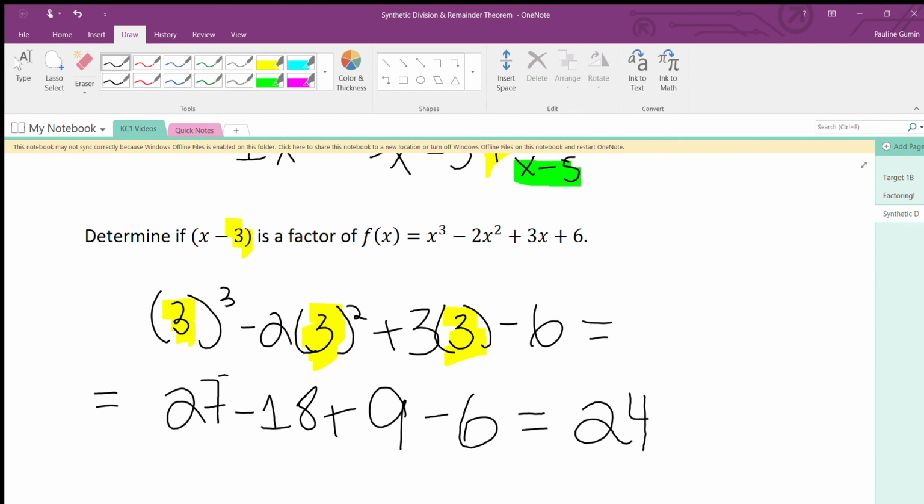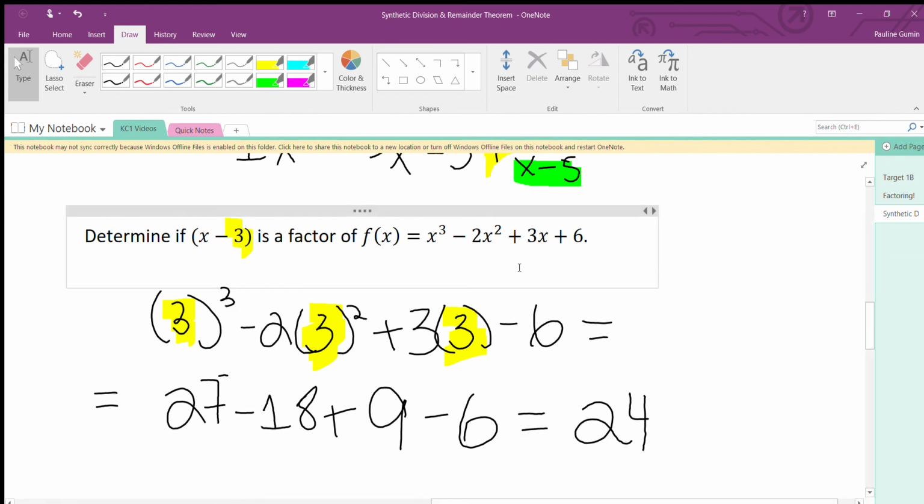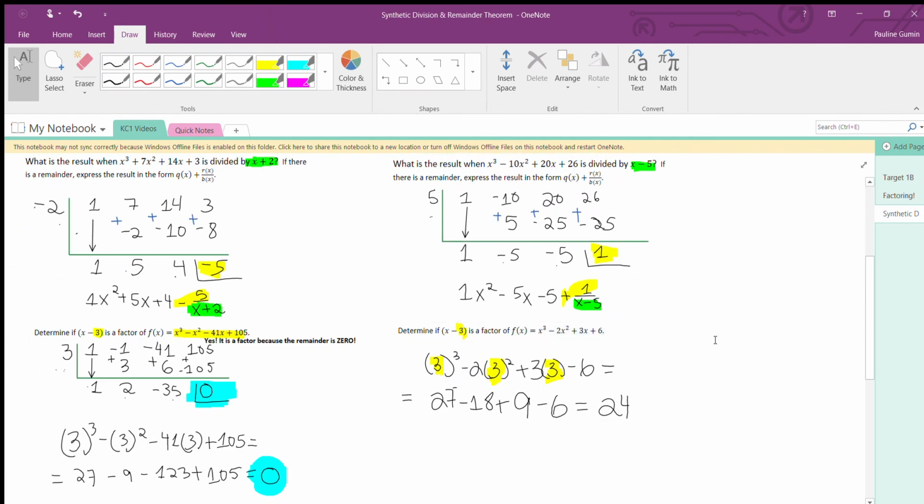Is this a factor of the polynomial? Nope, not this time. I want to put it right here. It is not a factor because it has a remainder of 24. Okay, sweet.